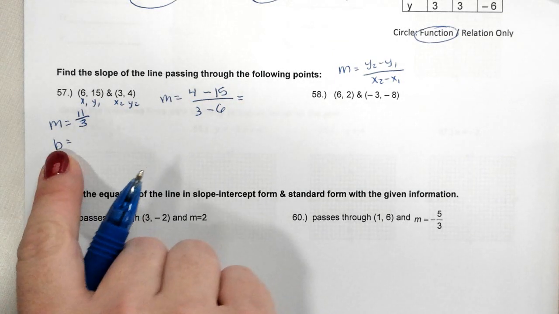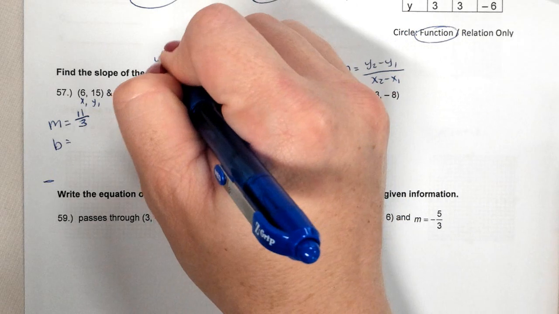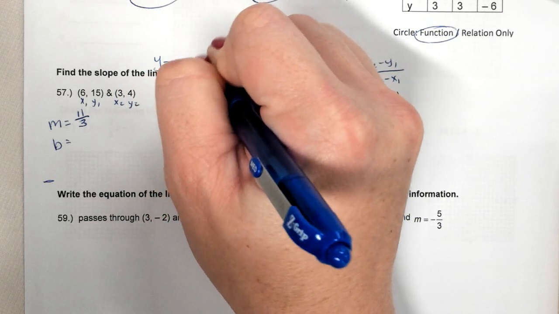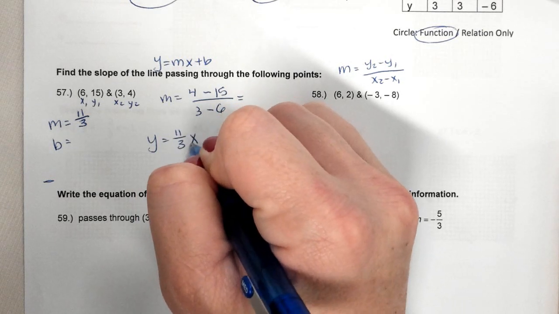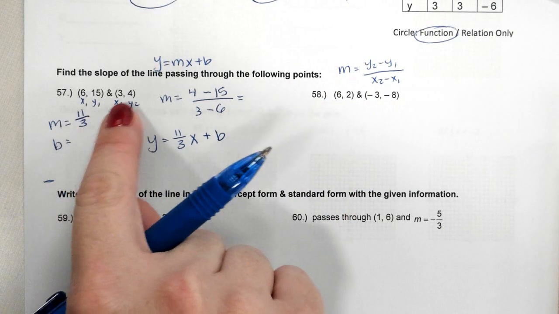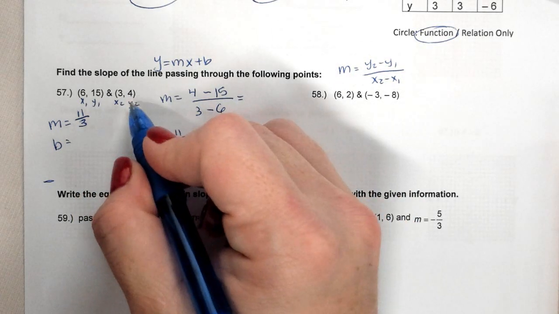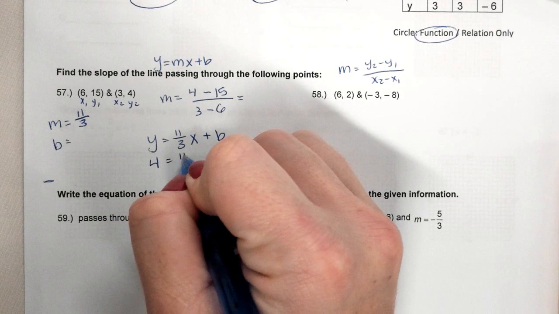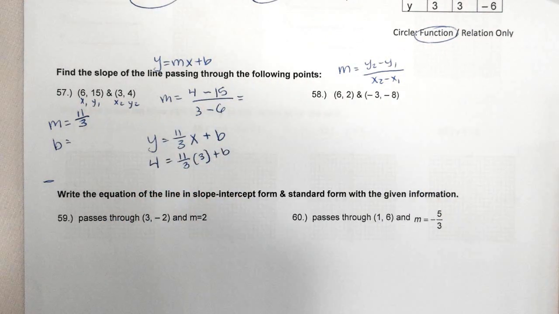Okay, and now I have to find my y-intercept. So I'm going to plug in what I know into my y equals mx plus b. So I know y equals 11 over 3x plus, we don't know b, so I'm just going to put b. I also knew 2 points. I'm going to pick my smaller point, I'm going to plug it in, and I'm going to solve for b. So y is 4 equals 11 over 3 times x is 3 plus b.